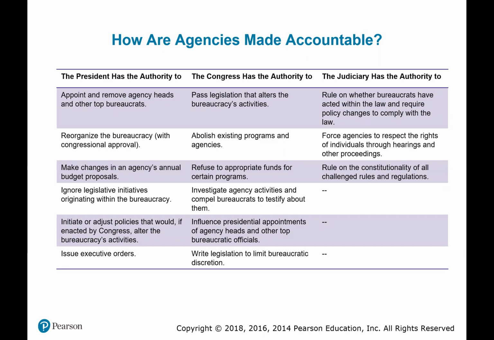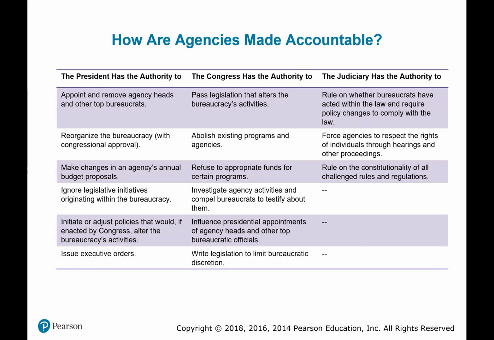Ignore legislative initiatives originating within the bureaucracy, though that usually doesn't end well. Initiate or adjust policies that would, if enacted by Congress, alter the bureaucracy's activities. That's a lot of finagling that goes on, and happens often. Issue executive orders, of course, and executive actions.